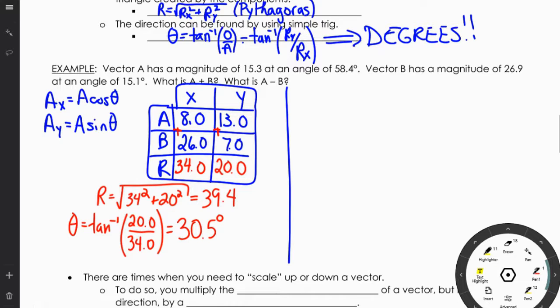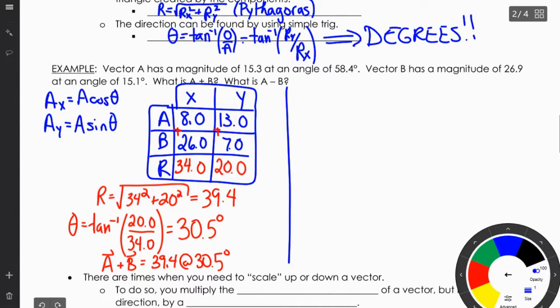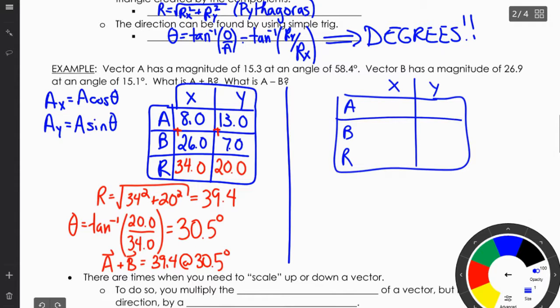Okay, so if I want to say A plus B equals 39.4 at an angle of 30.5 degrees, and that angle is measured from the horizontal. Okay. Now, subtraction, the only real difference is where we added here, we're going to subtract. So my chart is pretty much the same. So I have x, y, I've got my components. I always draw this box differently, but it's fine.